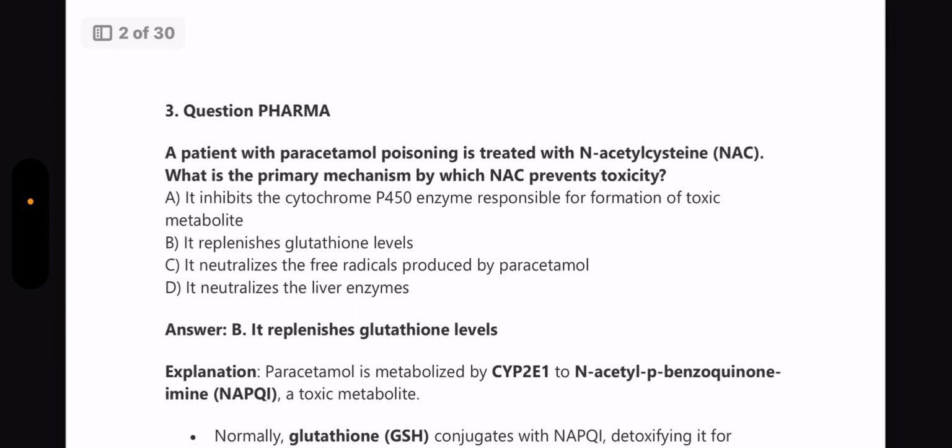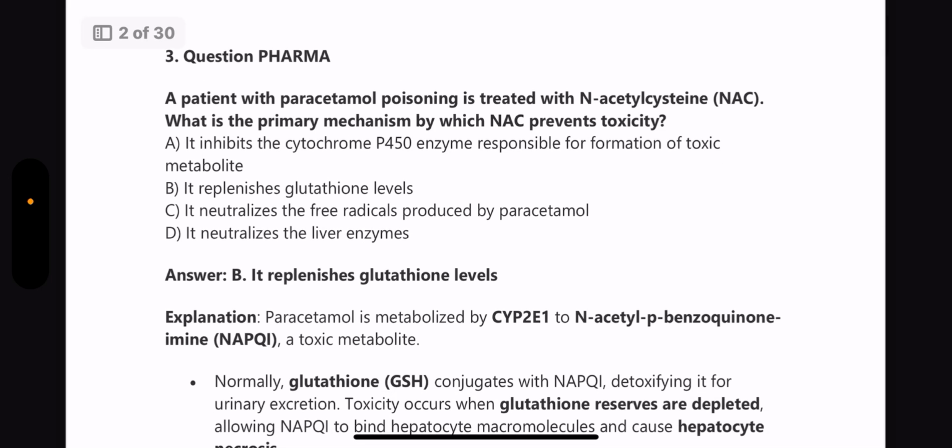Next question is from Pharma. A patient with paracetamol poisoning is treated with N-acetylcysteine. What is the primary mechanism by which N-acetylcysteine prevents toxicity? Answer is it replenishes the glutathione levels.